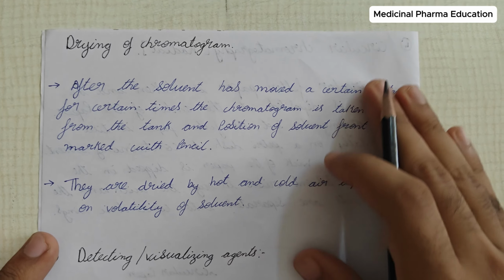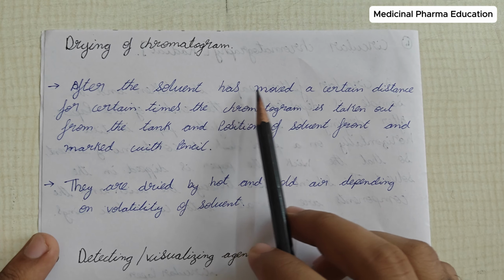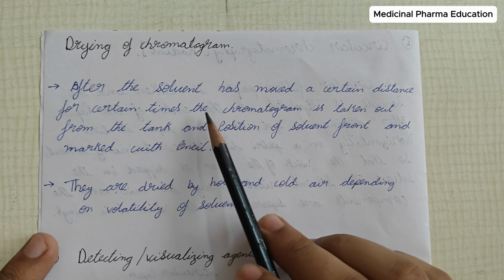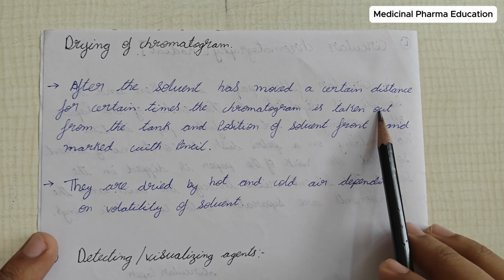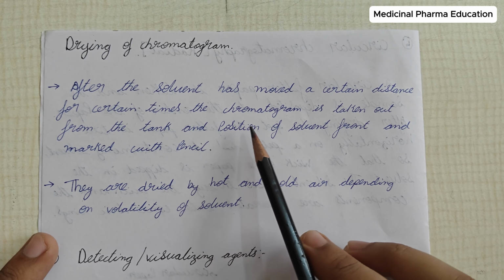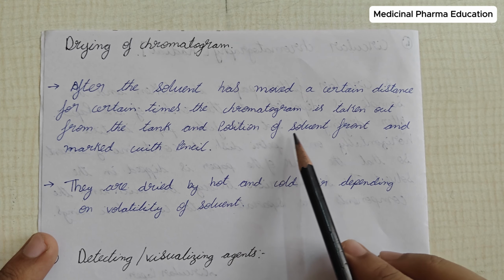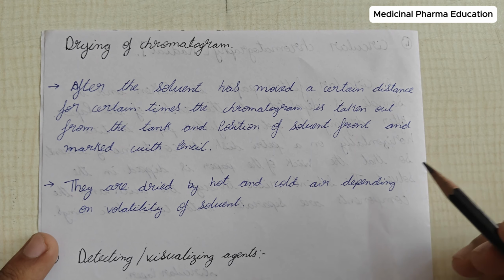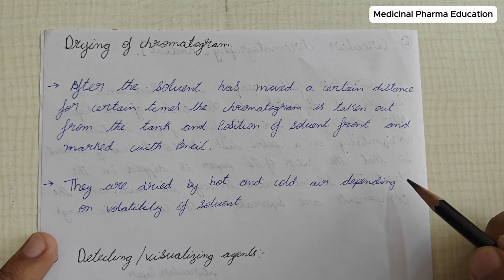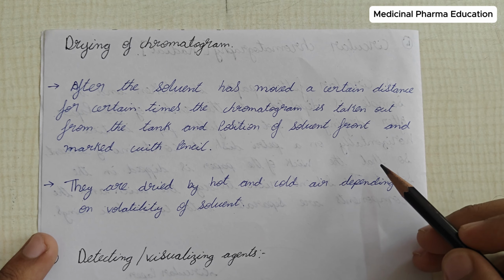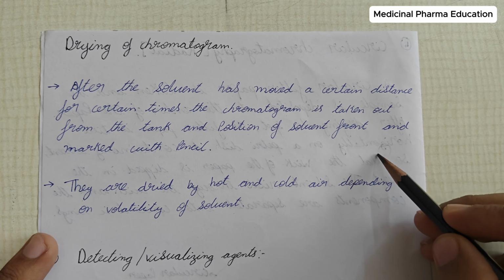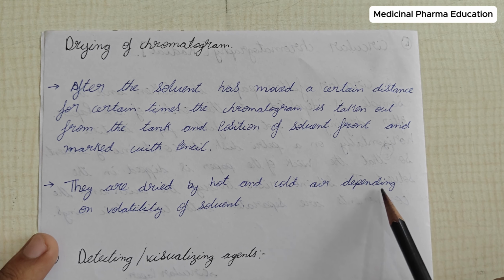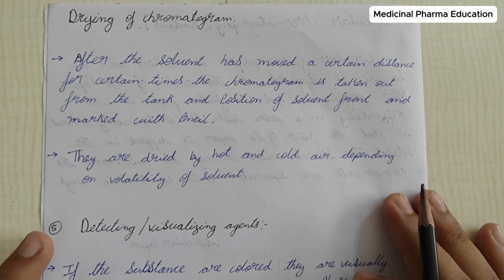Drawing of chromatogram. After the solvent has moved a certain distance for a certain time, the chromatogram is taken out from the tank and the position of the solvent front is marked with a pencil. See, it will have certain shapes, so we will just mark it with the pencil, okay. They are dried by hot or cold air, depending upon the volatility of the compounds, okay.